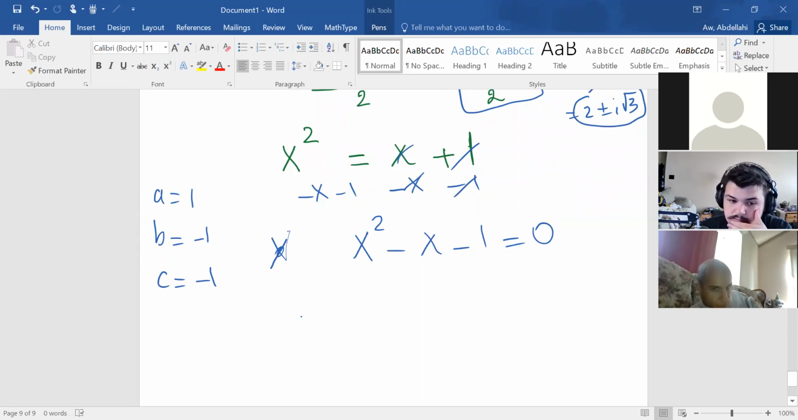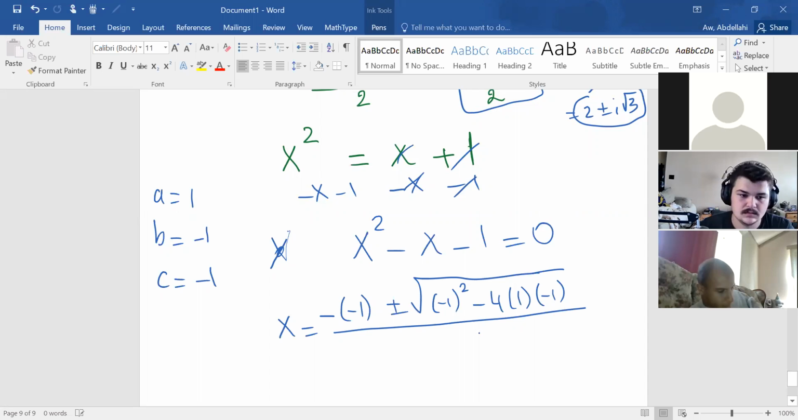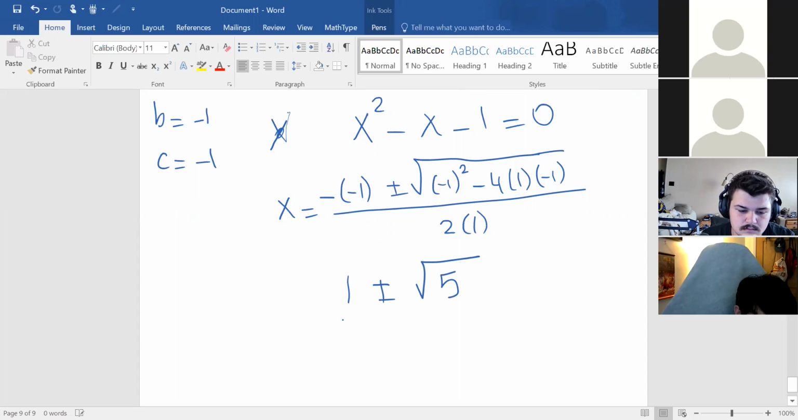Negative 1. So it's going to be x equal to negative (negative 1) plus or minus the square root of (negative 1) squared minus 4 times 1 times negative 1, all over 2 times 1. Exactly. And you can see here it is 1 plus or minus the square root of 1 plus 4, which is 5, all over 2. Please avoid mistakes when you take care of the number inside the parentheses. You have a lot of mistakes from that number, okay?